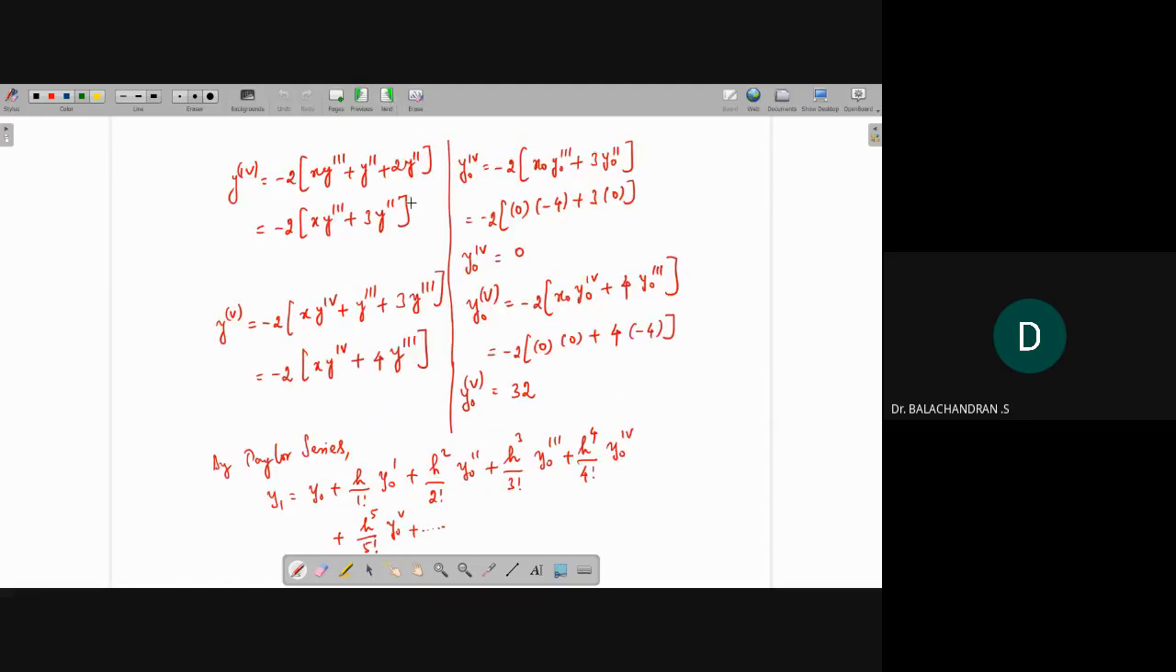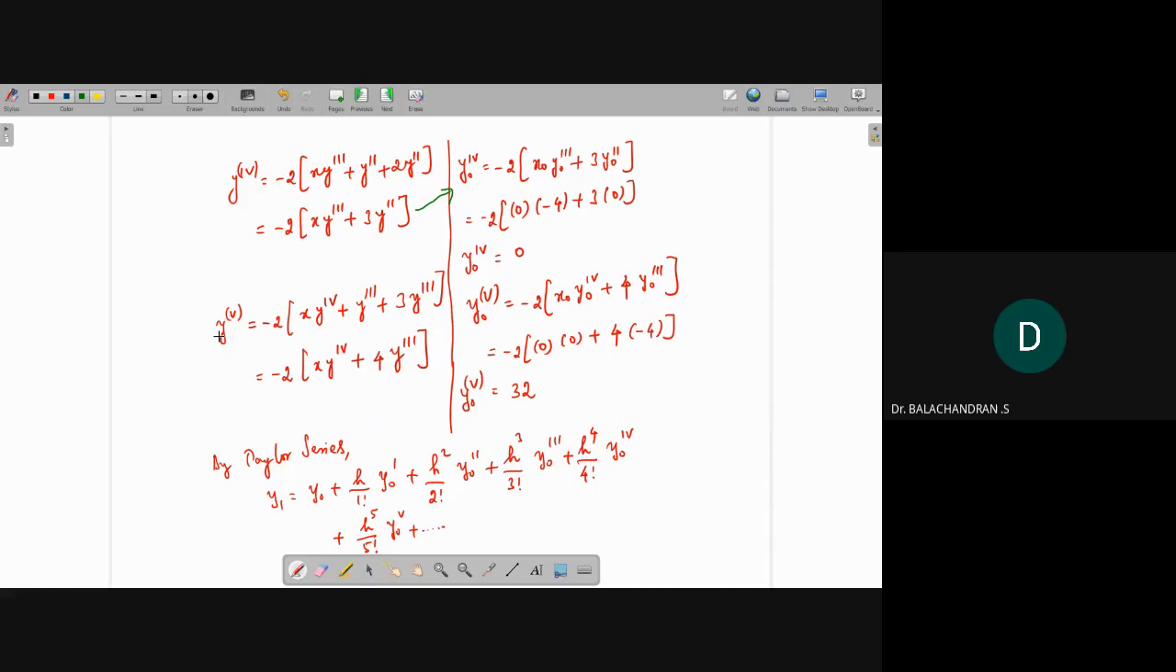So next, the fourth derivative. y naught fourth derivative is minus 2 x naught y naught triple dash plus 3 into y naught double dash. So x naught is 0, y naught triple dash is minus 4, plus 3 into y naught double dash is 0. So I'll get 0 finally.